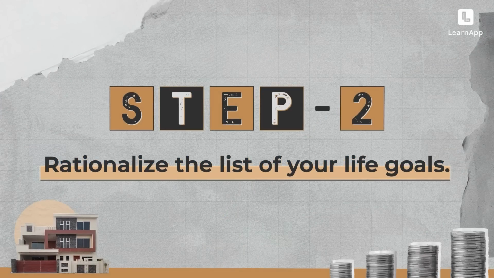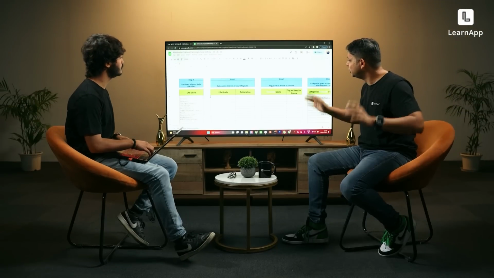Let's start with step number 2. In step number 2, we'll rationalize your goals. Okay. Do you really want a luxury car?